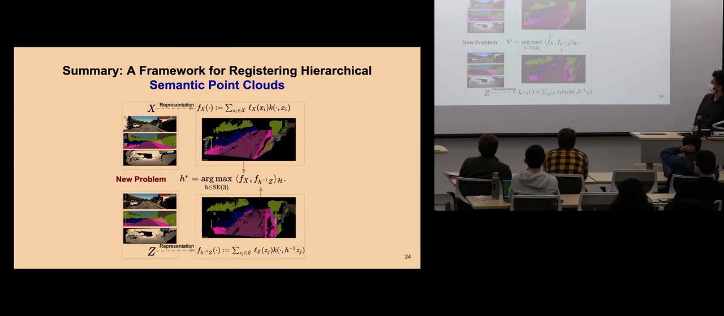So to sum up, we propose a framework for registering hierarchical semantic point clouds. The point clouds are represented as continuous functions that take the geometric and non-geometric information into consideration. And the registration problem is formulated by maximizing the inner product of the two functions.